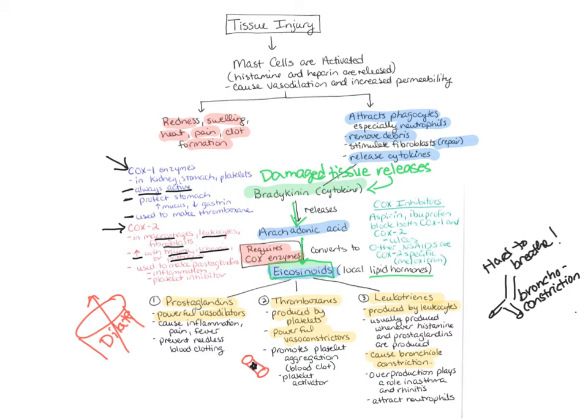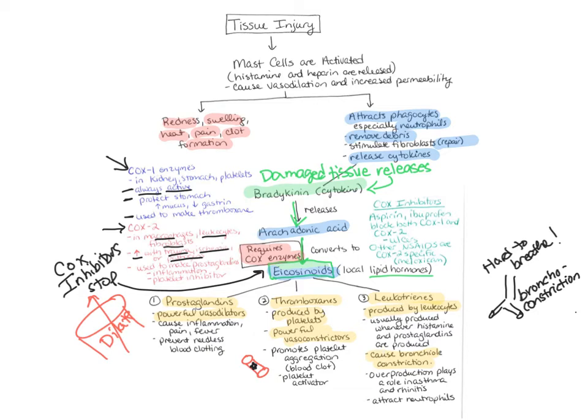Okay? So when you go to pharmacology and you start looking at COX inhibitors, they are going to inhibit the COX enzymes. So they're going to stop arachidonic acid from converting to eicosanoids. So they're going to stop the inflammation. They're not going to allow arachidonic acid to become eicosanoids, right?